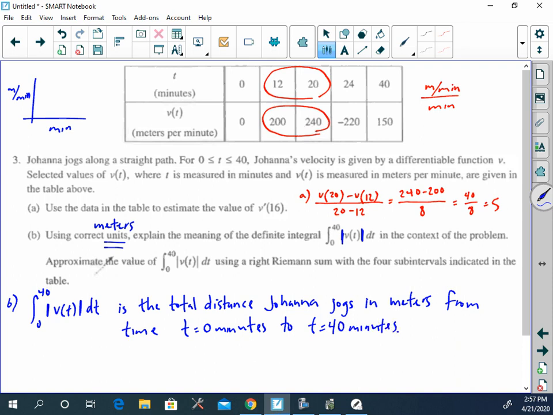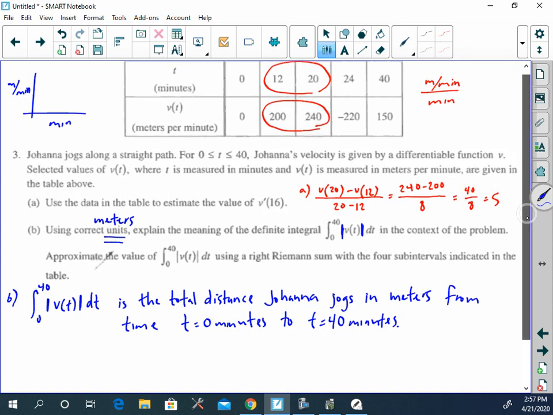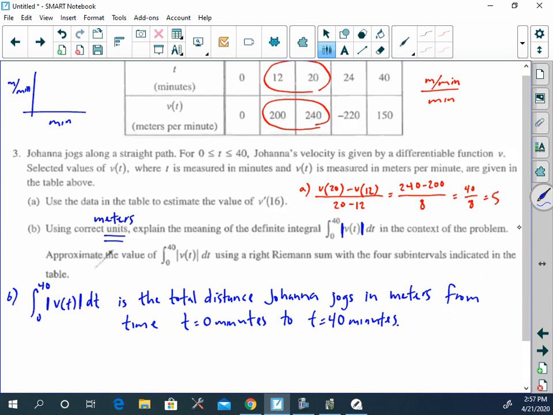Okay, so we've answered the first line of it. And then it says to actually approximate the value using a right Riemann sum with the 4 subintervals indicated in the table. If you need a little sketch, don't be afraid to do it off to the side here. They're not going to give you points for it, but that doesn't mean you can't do it. So we're starting at 0, 0. And then we're going to 12 here, and the height is 200. And then we go to 20 here, and our height is 240, and then we get to a negative, which we'll deal with in a second.